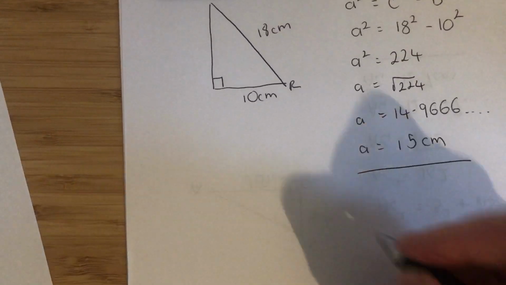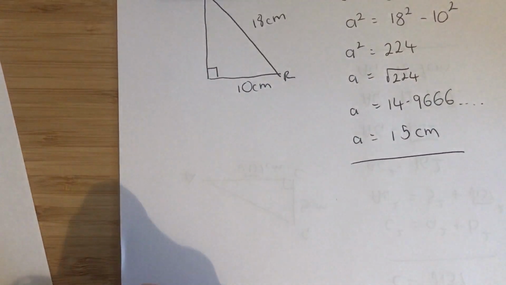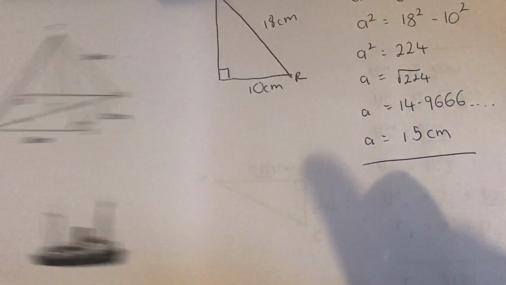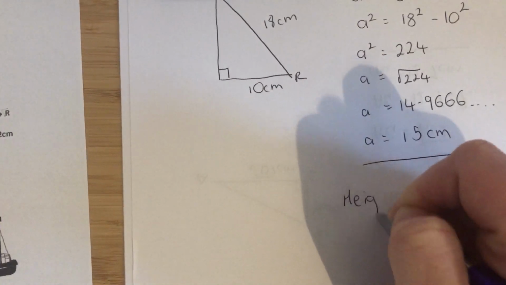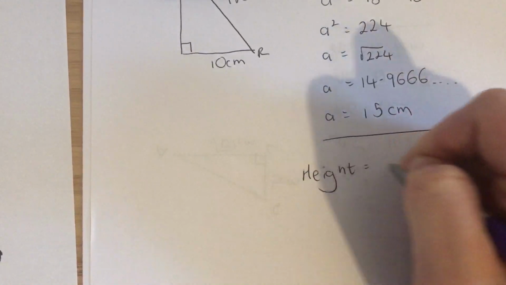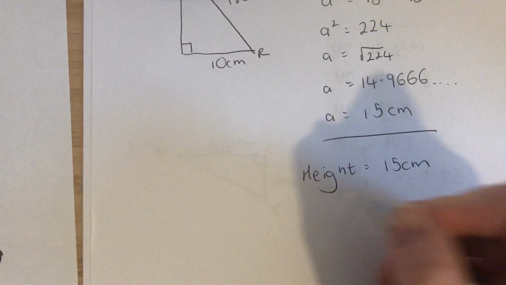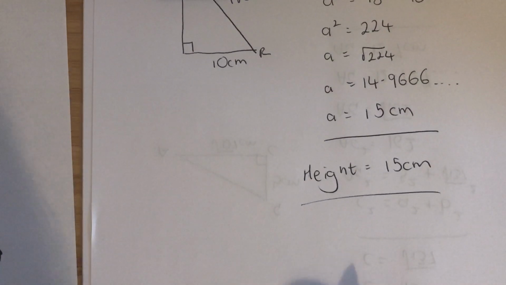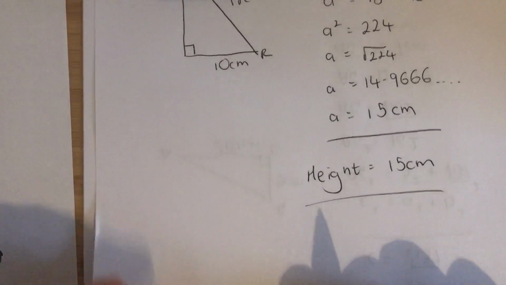And so the height, just to put it back into the context, because it just says calculate the vertical height of the pyramid, we can write that the height is 15 centimetres. Right, so that's how we use 3D Pythagoras.